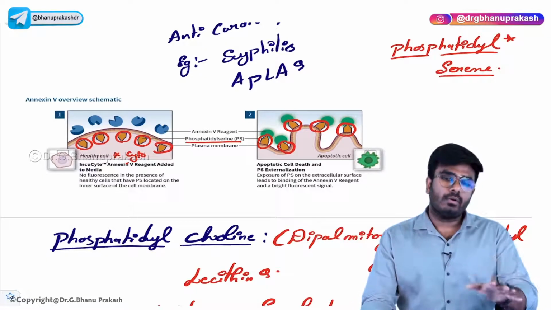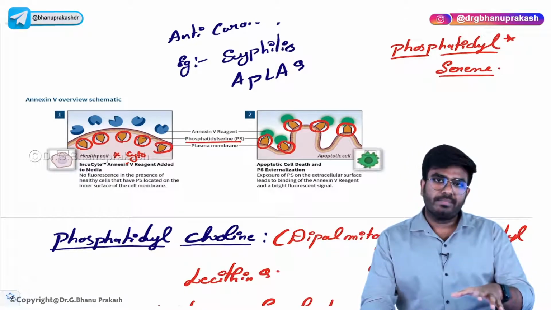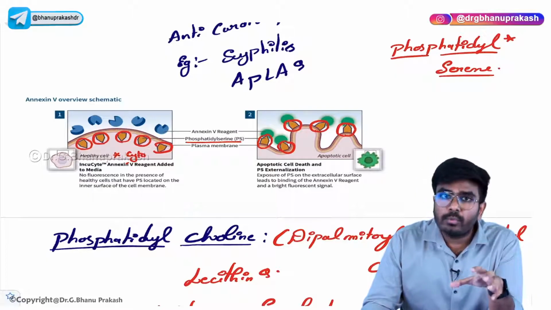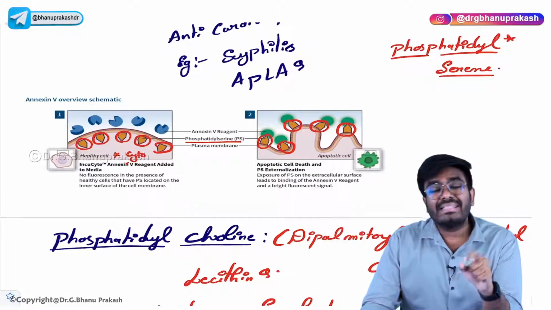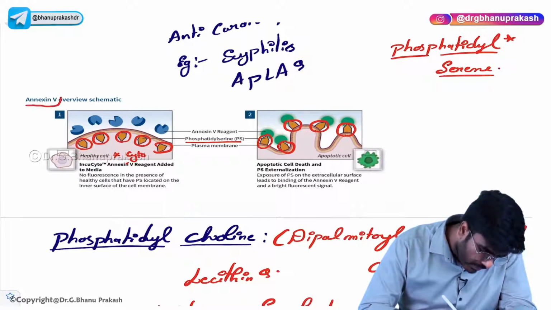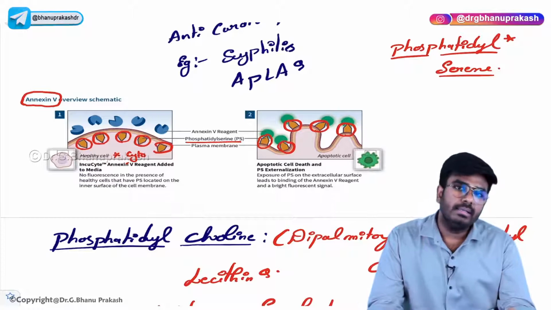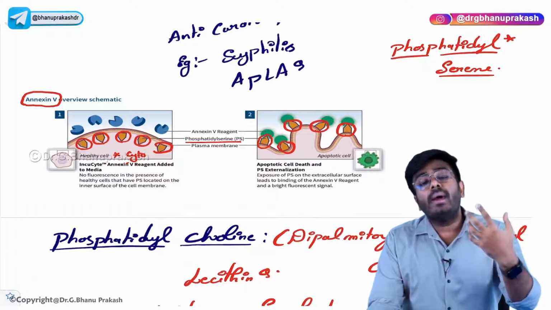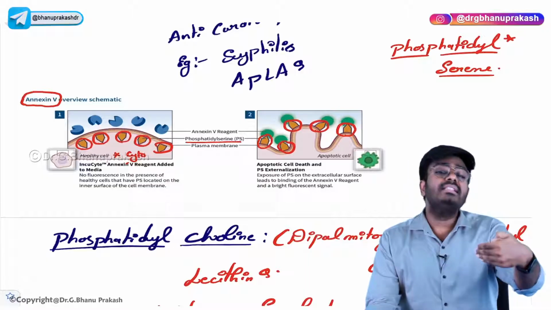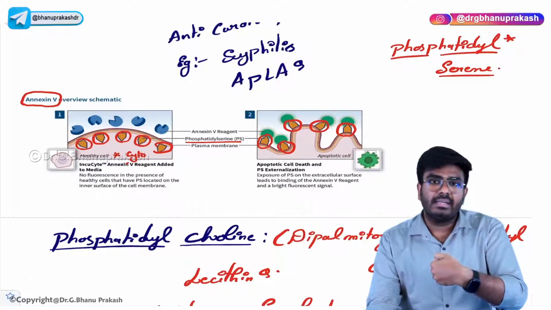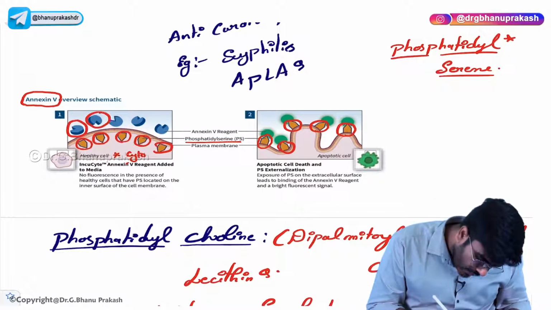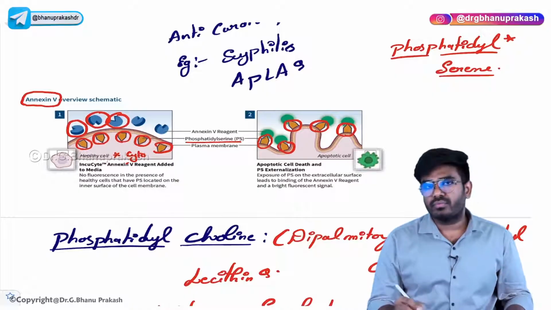Okay. Now, how is this important to us? If you want to know whether the cell is healthy or whether the cell is undergoing apoptosis, there is a marker called annexin 5. Whenever you put annexin 5 onto a healthy cell, this annexin 5 cannot bind to phosphatidylserine, because phosphatidylserine is towards the inside, towards the cytoplasm.